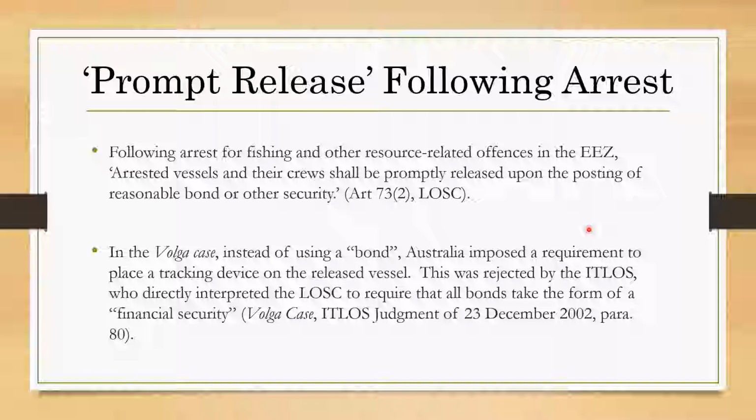And this was interestingly discussed recently in the Volga case. Well, it wasn't recently, but relatively speaking, recently. In the Volga case, Australia tried to impose a requirement instead of a bond, it also wanted to put an electronic tracking device on the vessel and said, look, we can let you go, as long as we can put an electronic tracking device on you so that we can always keep an eye on where you are, and it'll be easy for us to bring you back. And the International Tribunal disagreed with this and said that it's quite clear that the wording in the convention refers to financial security. So they were taking quite a literal interpretation there, and didn't like the idea of including an electronic tracking device.